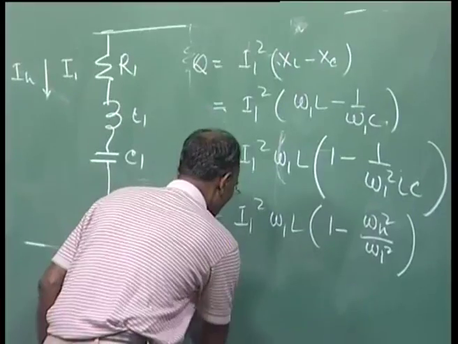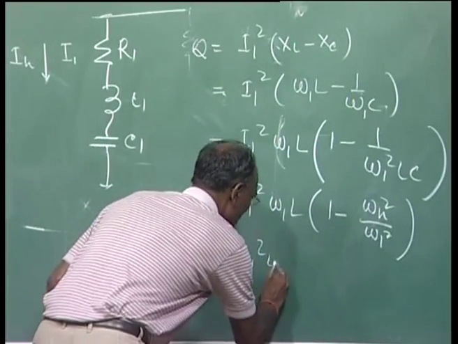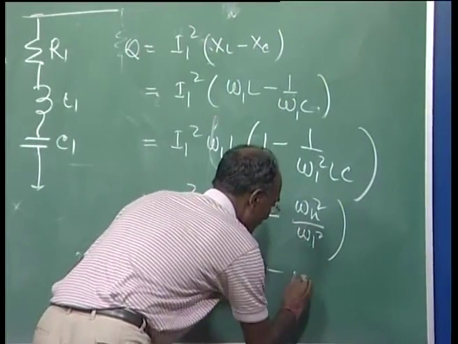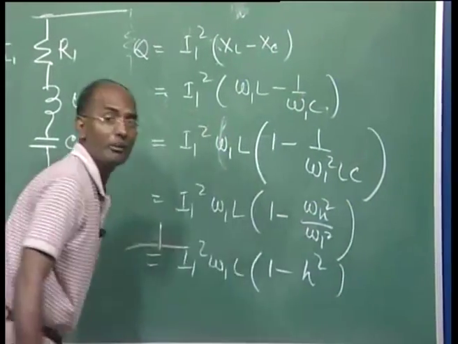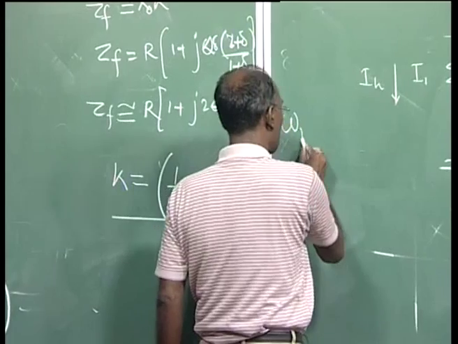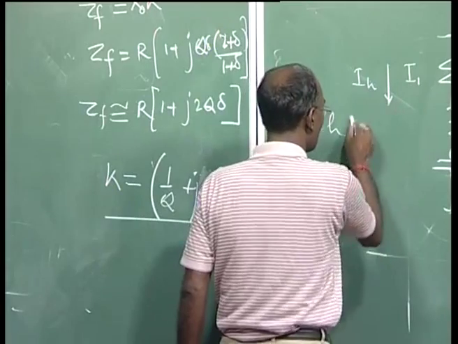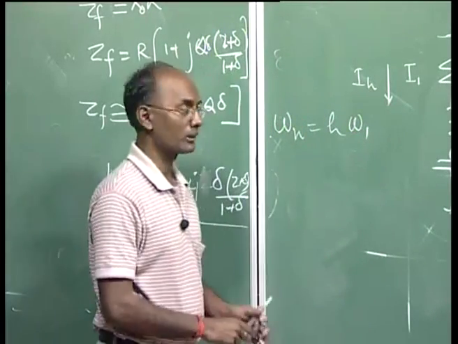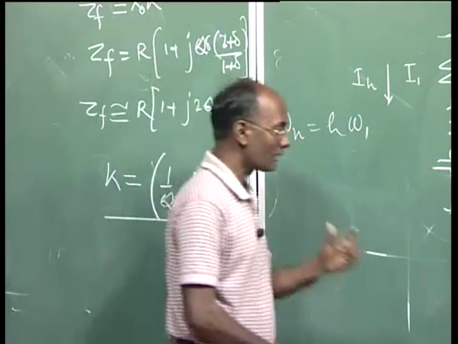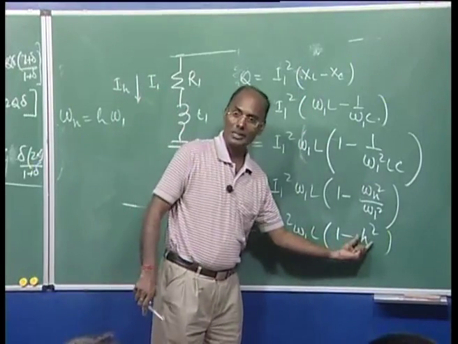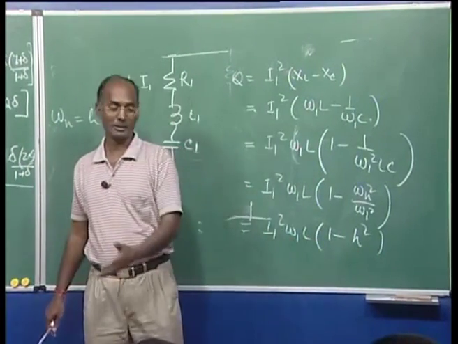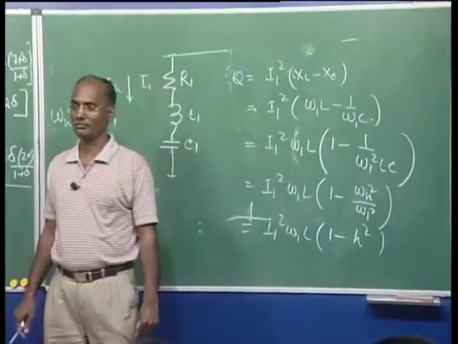So I can write here it is I1 square omega 1 L times 1 minus, this cancels, it is h square simply, because this omega n is the frequency for which it is designed, h into omega 1. So it is the fifth, so 5 times the fundamental frequency. And you can see this value is always larger than unity, because we are designing for 5th, 7th, etc. So this value becomes negative.